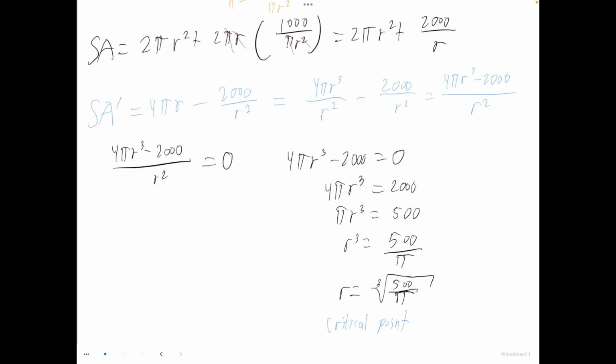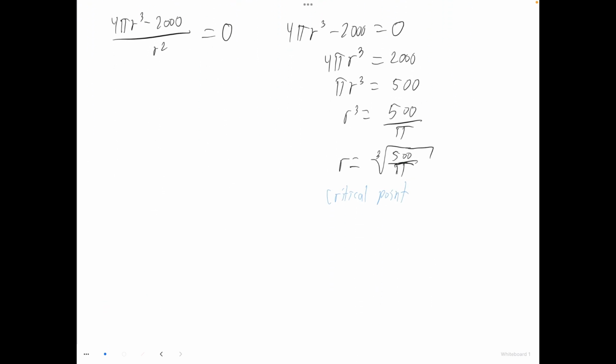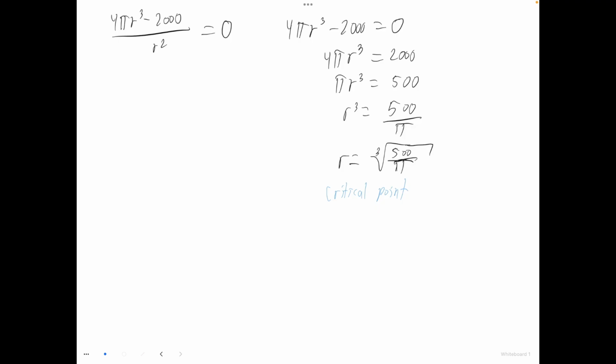And so what we're going to do is we're going to use the idea of increasing and decreasing. So if you remember the first derivative test, that told us when we could find local minimums and maximums. But it also can help you find absolute minimums and maximums. And that's what we're going to do here. So we're going to create a sign line.